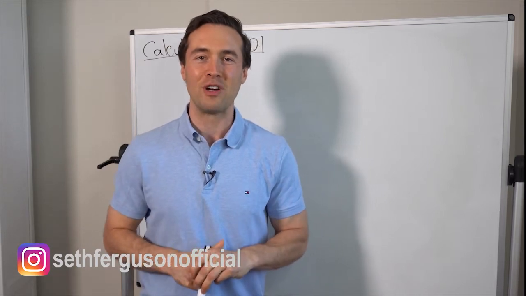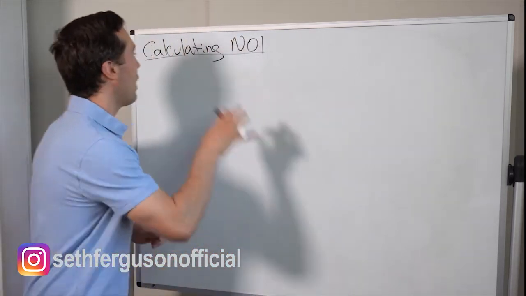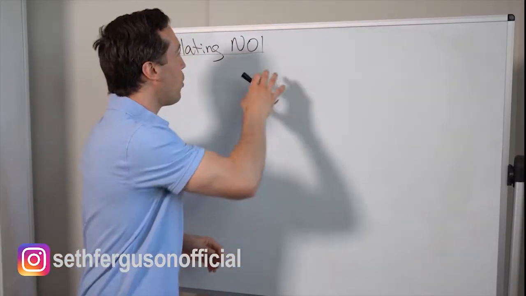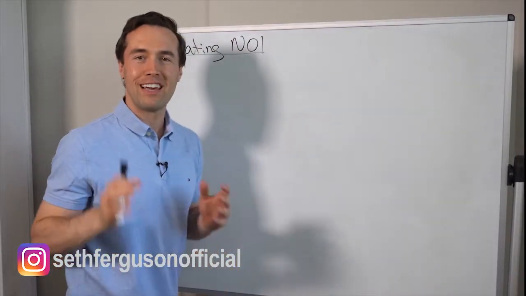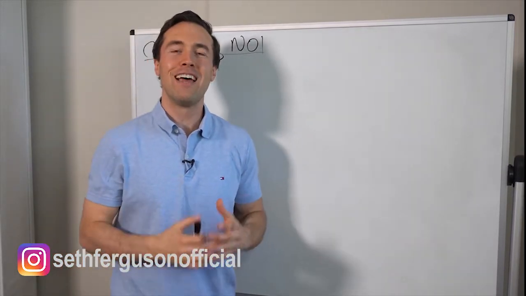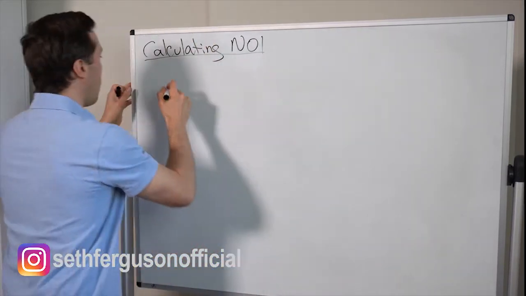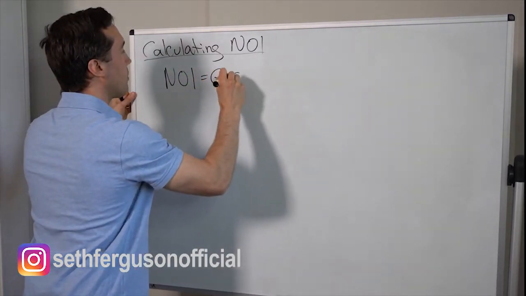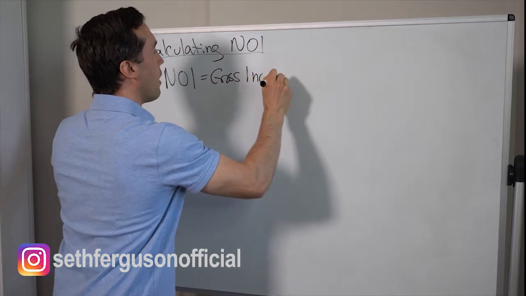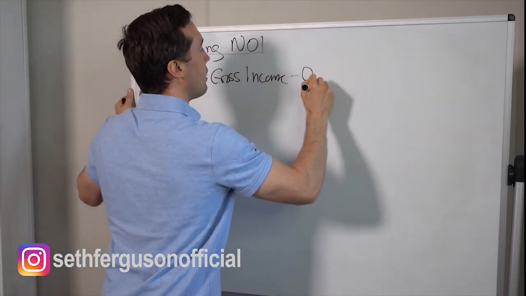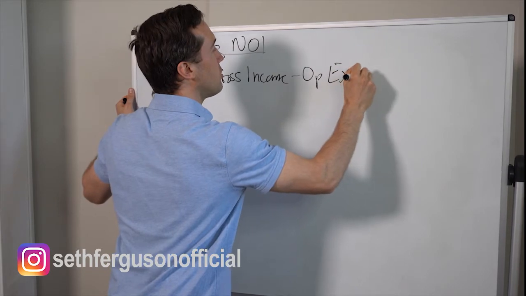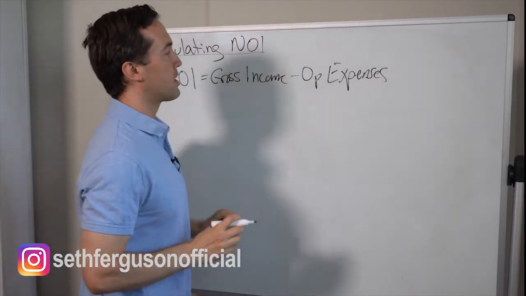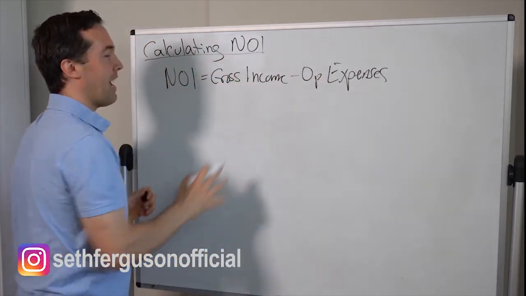So let's get right into it and talk about everything to do with NOI. So what is NOI? Well, NOI stands for net operating income, and there is a formula that we use to calculate the NOI. So NOI equals your gross income minus your operating expenses. To understand the NOI, we have to first understand what gross income and operating expenses are, the two components in the NOI formula.